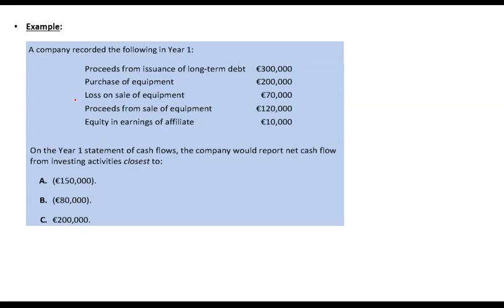So here is an example. A company recorded the following in year 1. On the year 1 statement of cash flows, the company would report net cash flow from investing activities closest to. So from all of these elements, which of these are cash flow from investing activities? इन सब में से cash flow from investing activities कौन से items हैं? Purchase of equipment. Any other items?